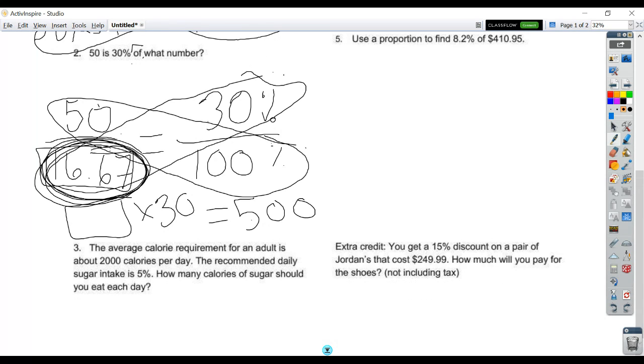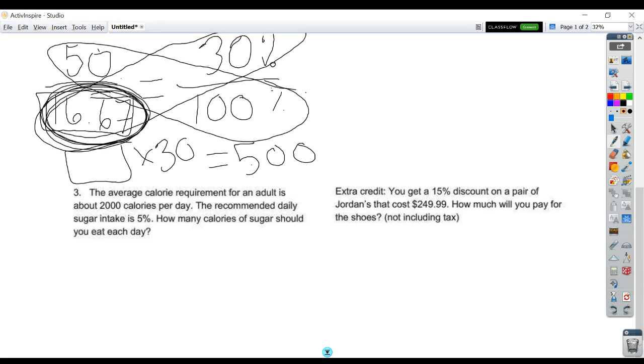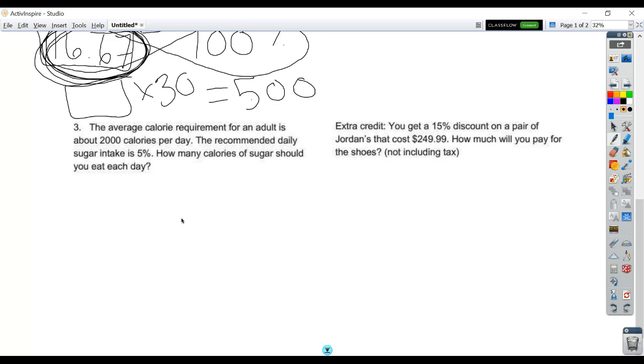We go down. Number 3 says the average calorie intake requirement for an adult is about 2,000 calories per day. The recommended daily sugar intake is 5%. How many calories of sugar should you eat each day?